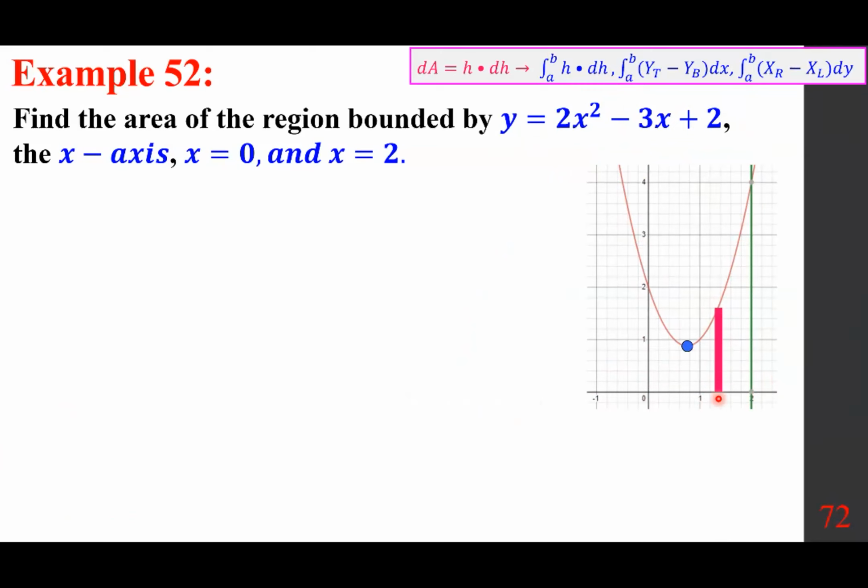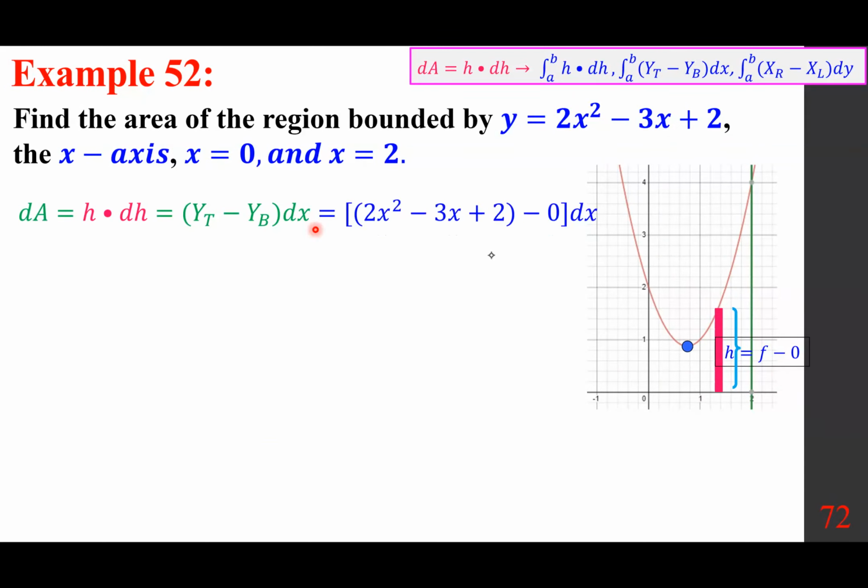So the dA is h dh. H is y of the top minus y of the bottom. So this is y of the top, which is this function. Y of the bottom is the x-axis, which has equation y equals 0. So this is your height, f, or this function minus 0. So 2x squared minus 3x plus 2 minus 0 times dx.